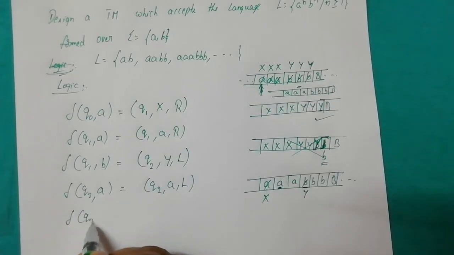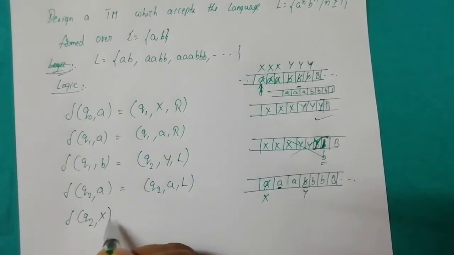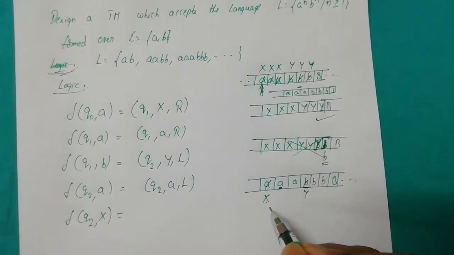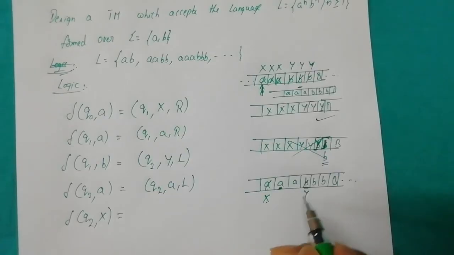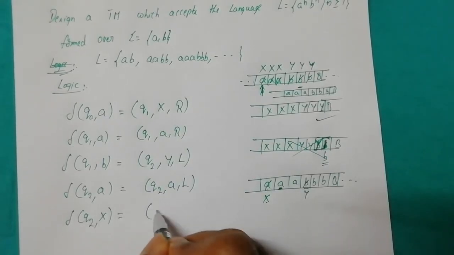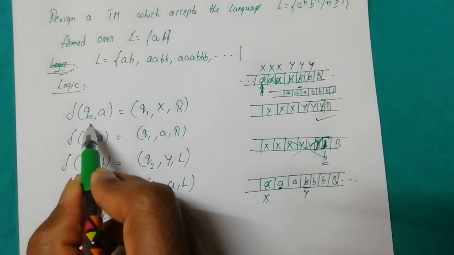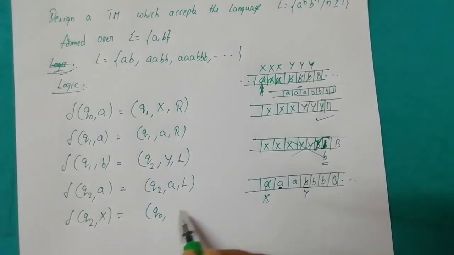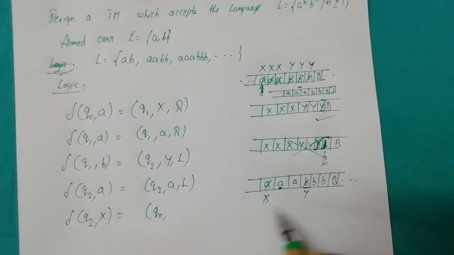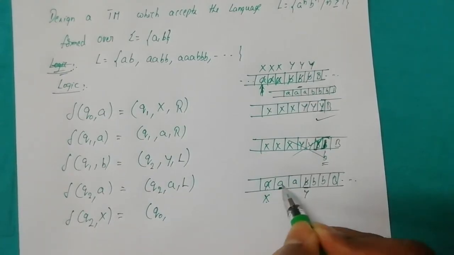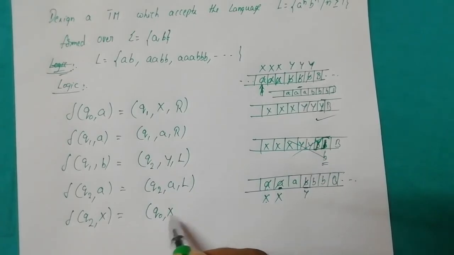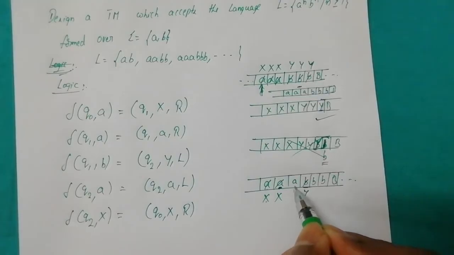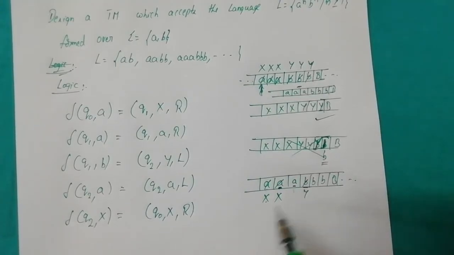It keeps on moving until a new symbol is found. Now, at some point of time, Q2 will come across with input symbol X, meaning that we have to modify the next immediate A to X. That is, we move to the state Q0, because Q0 is responsible for converting A into X. So we move to the state Q0 and convert that A into X. Now this A is converted to X, and we move one cell to the right direction.